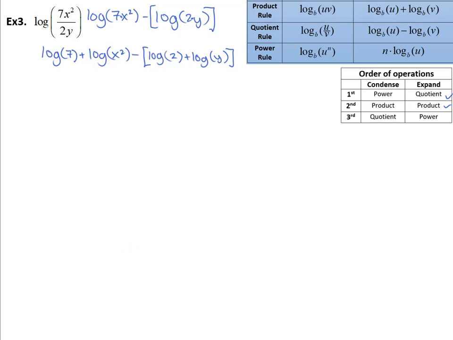Last thing to do is try to bring out any exponents. I only see 1 here that we can bring out, and we'll have our final answer. This would be log of 7 plus 2 times log of x. I know I didn't write it in green, sorry.